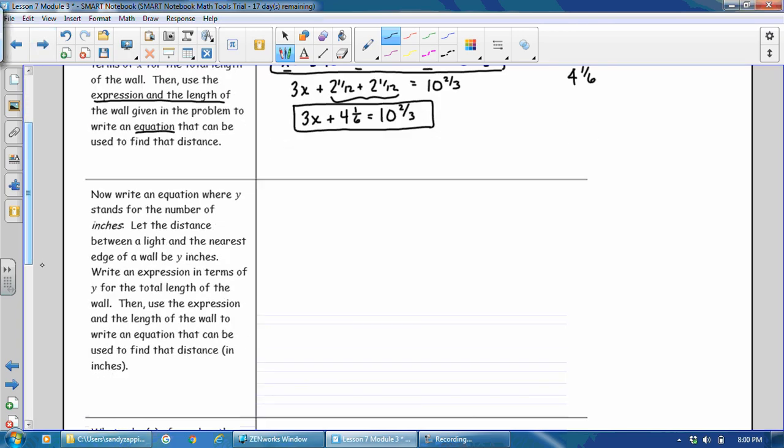Next, now write an equation where y stands for the number of inches. Let the distance between the light and the nearest edge of the wall be y inches. So let's go ahead and sketch our drawing. We've got our lights here.